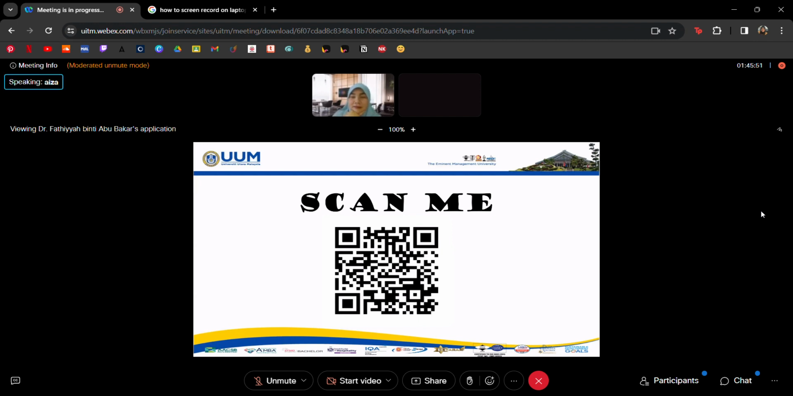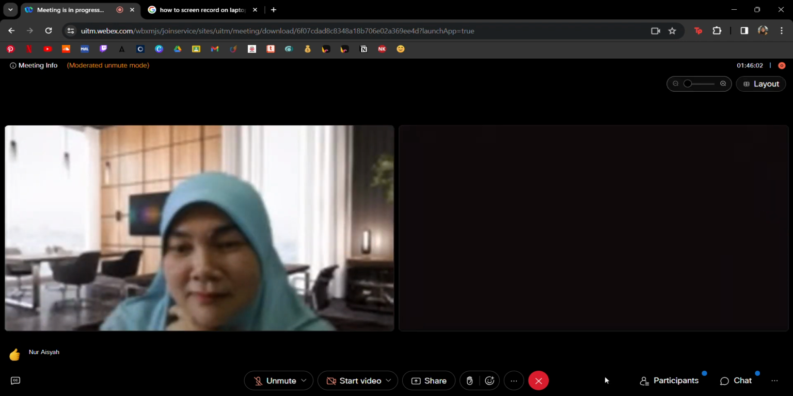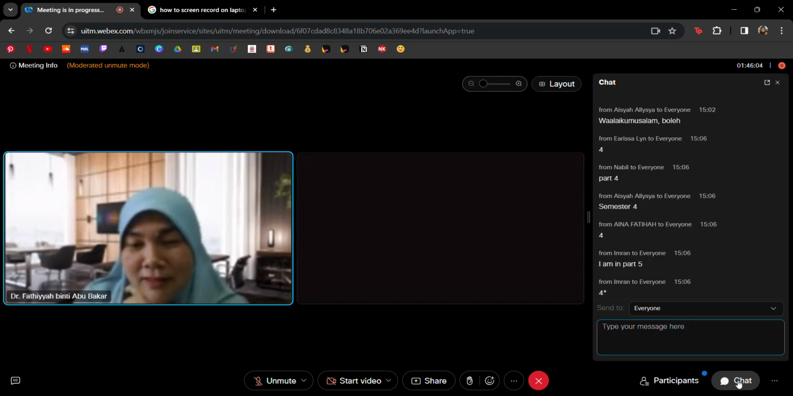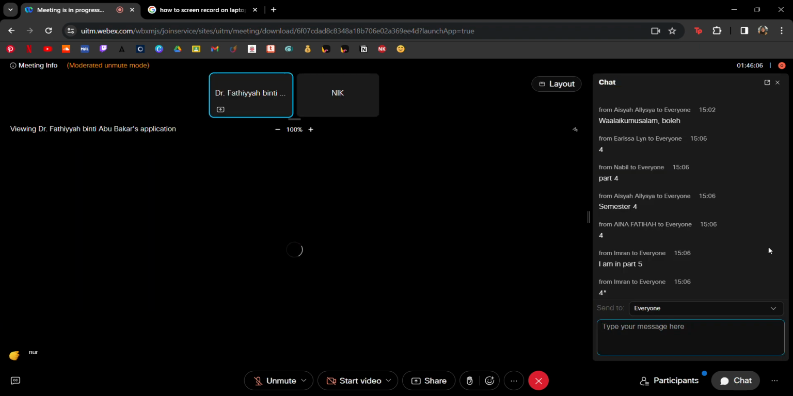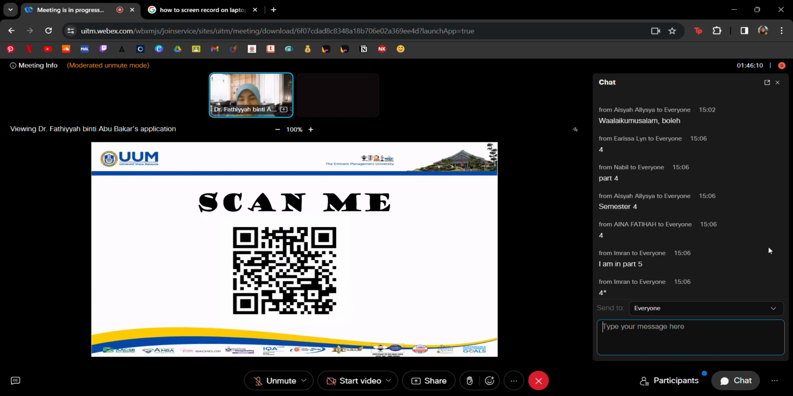Can you scan the barcode? Alamak, I want to share the result. Sekejap, okay, scan dulu. You scan the barcode and later I will show you the result of your answer. Okay, I give you about 5 minutes to answer the question.